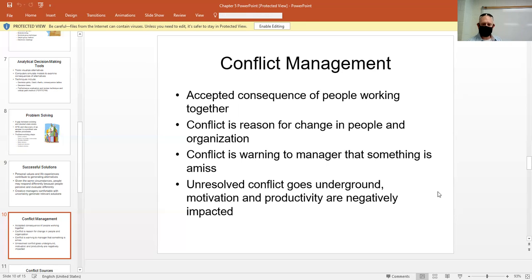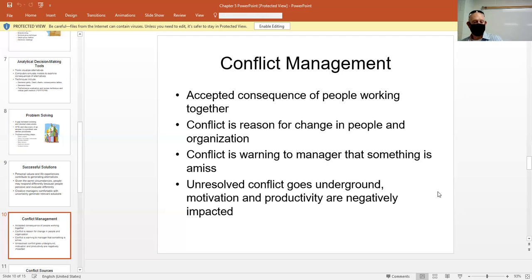Unresolved conflict goes underground, which means it becomes kind of that little smoldering thing that's just still there. Eventually, the big bright flame of it goes out, but you've got this kind of undercurrent going on where you don't have the same dynamics. People aren't getting along as well. You're not getting as much productivity. And that's what's happening when the conflict goes too long and is unresolved.